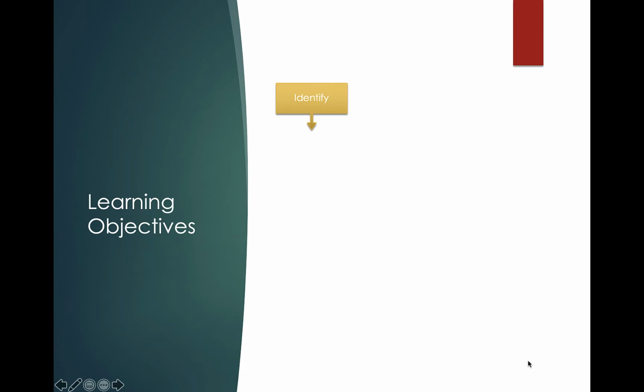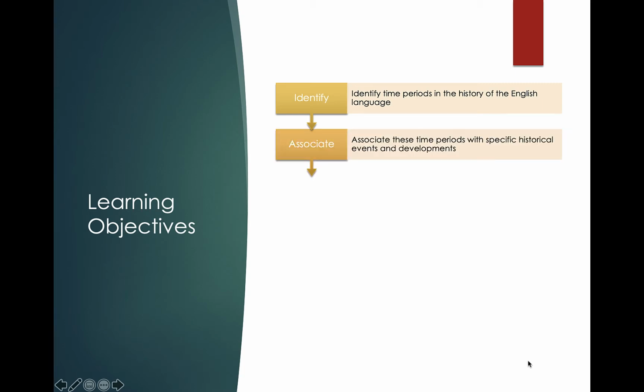In particular, this lecture will introduce you to the time periods into which the historical development of English is traditionally divided. This division is not random. Momentous historical events and developments are associated with each period. These events and developments influenced how the English language use and structure changed in very significant ways.